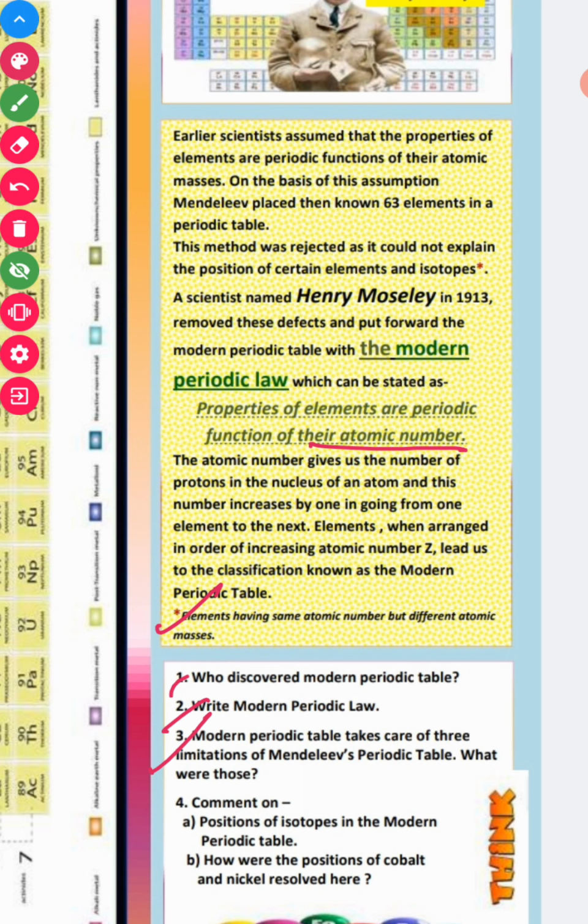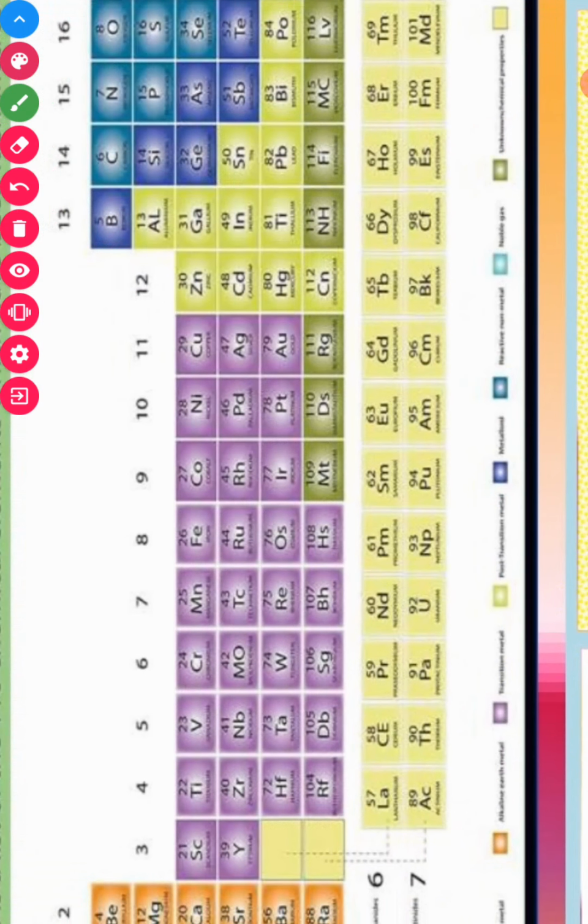Next, how was the position of cobalt and nickel resolved? As cobalt has atomic number 27 and nickel has atomic number 28, as per the new principle, cobalt came before nickel. Just go through this modern periodic table. This is the position of cobalt and this is nickel. The atomic number of nickel is 28 and cobalt is 27, so they are placed in a proper way.